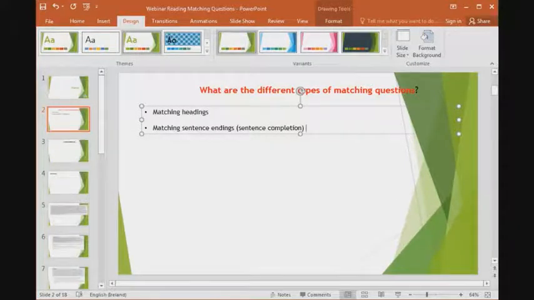Whereas matching sentence endings, you're pairing them up. So you have a list in A and then a list in B, and you have to pair them together. And the last one that you may have is matching paragraph information.